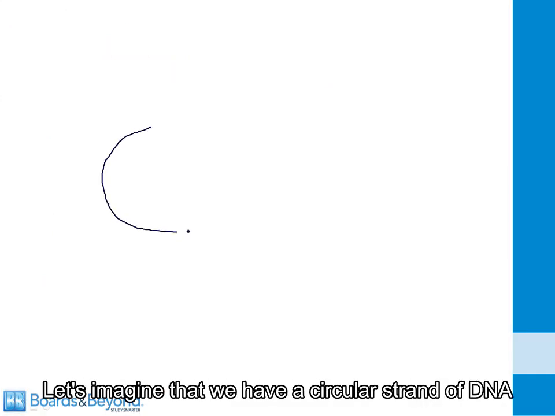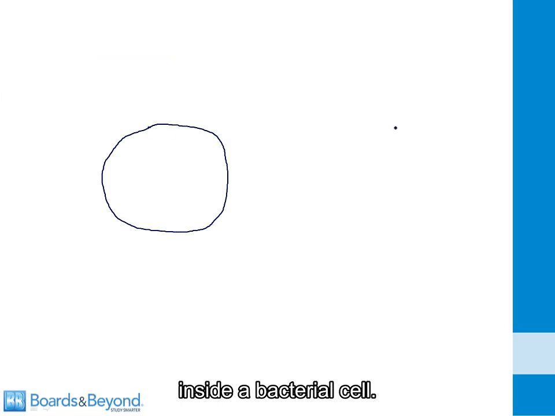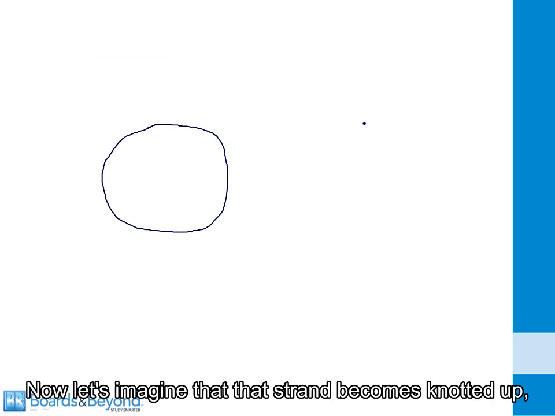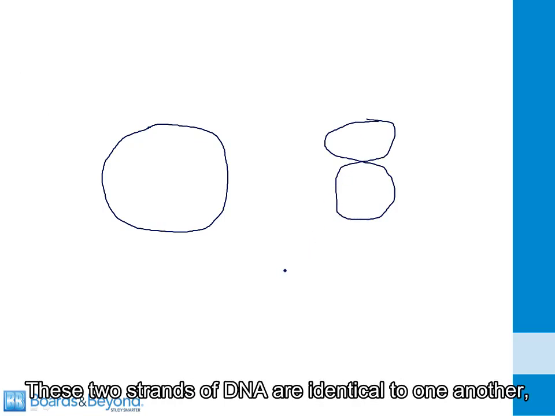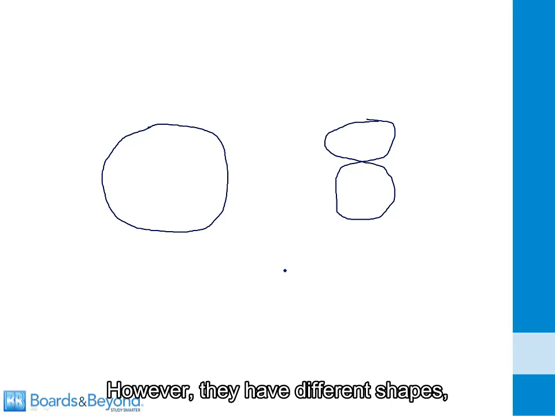Let's imagine that we have a circular strand of DNA inside a bacterial cell. Now let's imagine that that strand becomes knotted up such that it forms a figure 8. These two strands of DNA are identical to one another. They are isomers. However, they have different shapes. Therefore, they are called topoisomers.